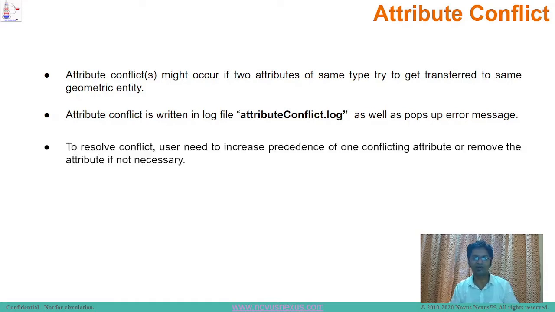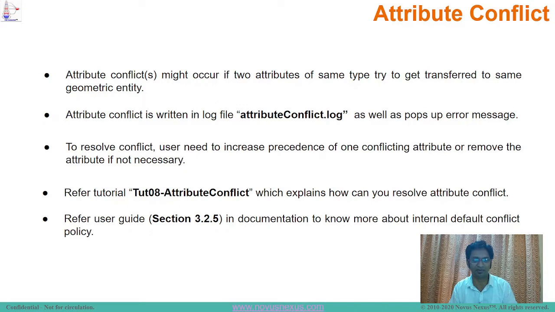Now, to resolve the conflict, there are two ways. Firstly, you can directly delete one of the attributes which you don't want, or you can increase the precedence of the attribute which you want to be considered in the process. Again, the details about this attribute conflict are given in the tutorial, and we also have a user guide which talks about our conflict policy. You can refer to that tutorial and user guide for more details about attribute conflict.